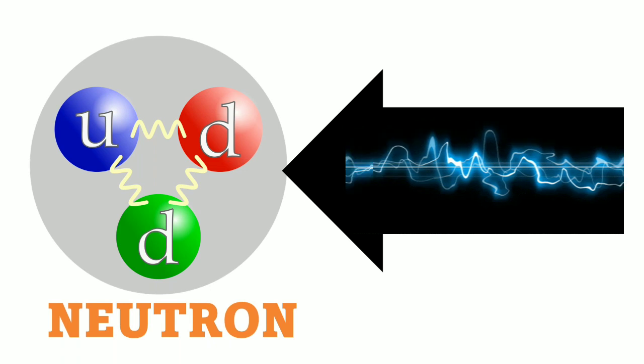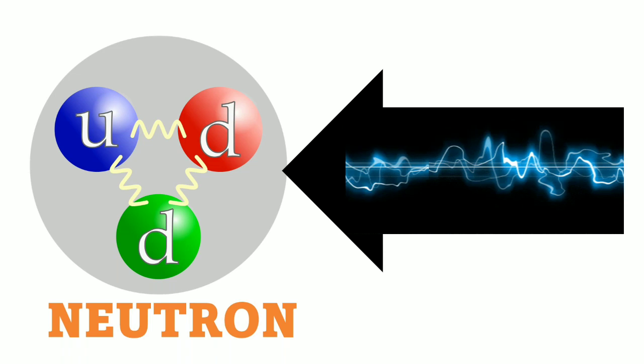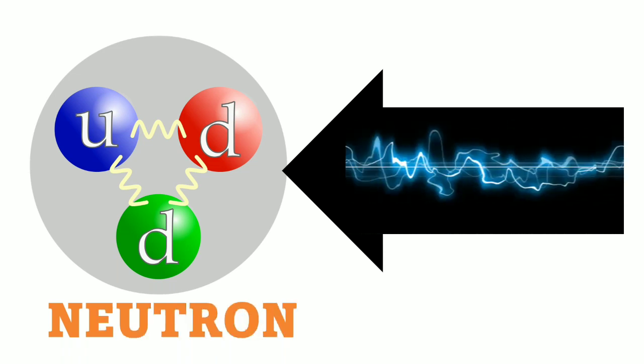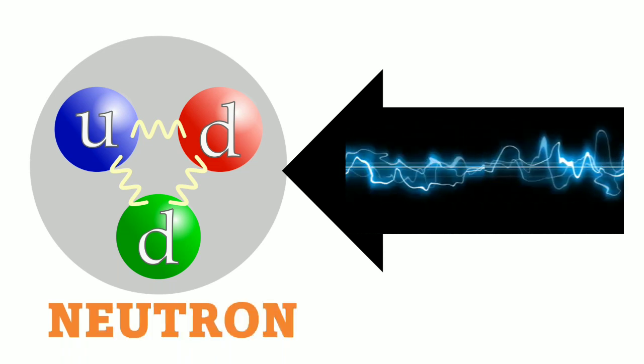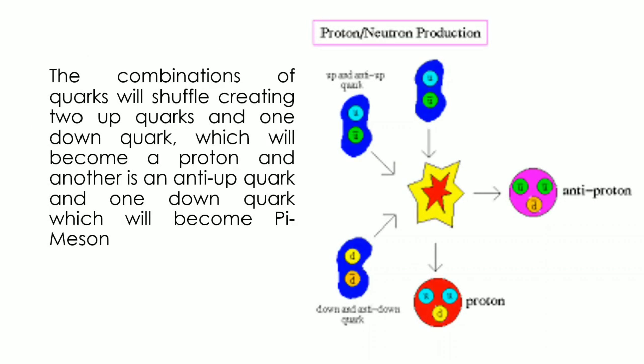For example, let us suppose that we have a neutron particle having one up quark and two down quarks. If I provide a huge amount of energy to the neutron to break it apart, what ends up happening is that the force is used to create quark or antiquark. The combinations of quarks will shuffle, creating two up quarks and one down quark, which will become a proton. And another is an anti-up quark and one down quark, which will become a pi meson.